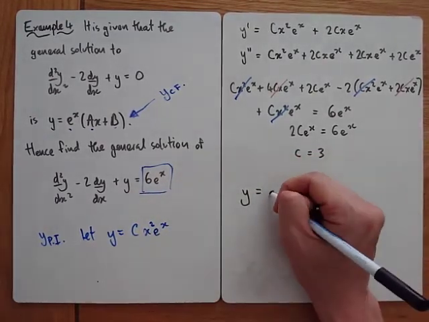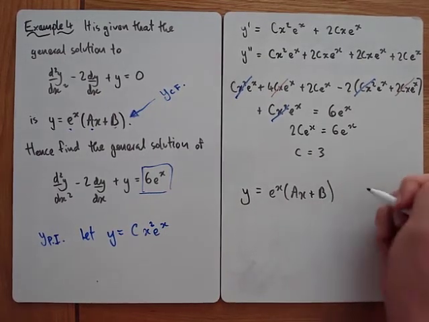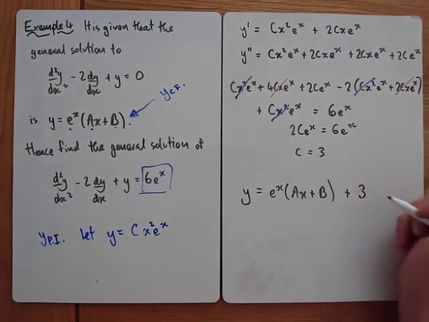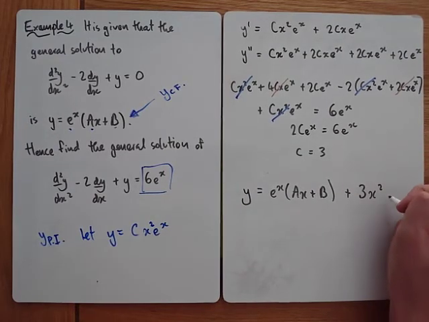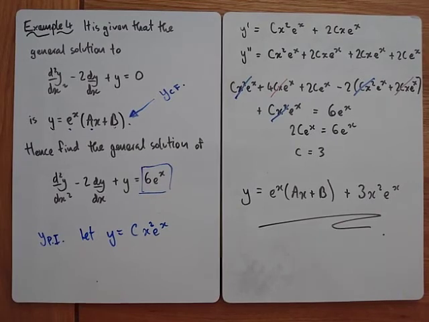All right, so find the general solution. It would be e to the x (ax plus b) plus 3 x squared e to the x.